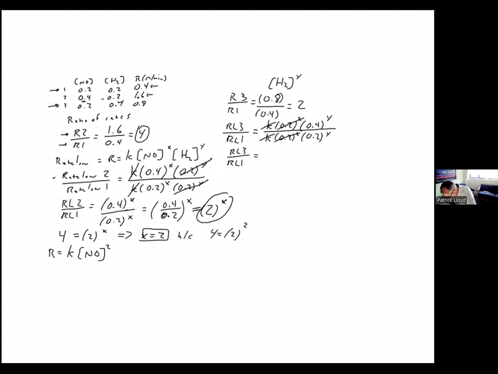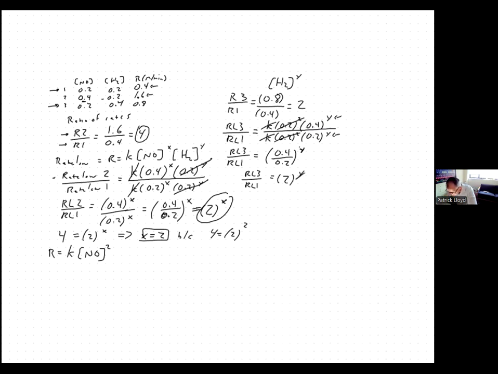I'm going to actually skip a step and just go to 0.4 over 0.2. Remember, as long as the exponent is the same here, you can do the division in the parentheses and raise it to the same power. So 0.4 to the y divided by 0.2 to the y is equal to 0.4 over 0.2 to the y. Well, that's equal to 2 to the y, right? 0.4 over 0.2 is 2. So rate law 3 over rate law 1 is equal to 2 to the y.